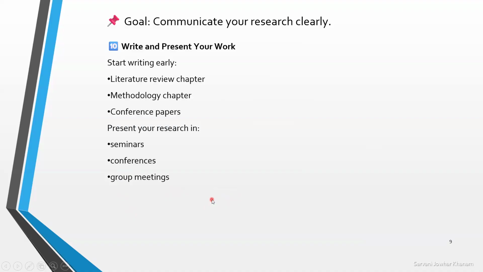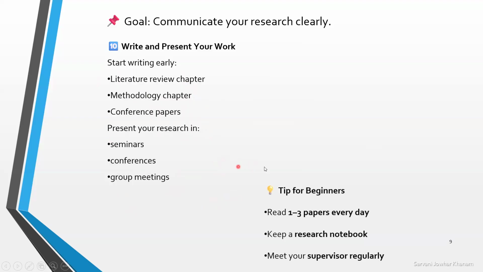And then write and present your work. Start writing early: the literature review chapter, methodology chapter, and then conference papers. Present your research work in seminars and conference meetings, and you can also communicate to journals. The tips for the beginner: you have to read 1 to 3 papers per day, and you have to maintain a notebook. The main important thing is to discuss with your supervisor regularly and maintain consistency.